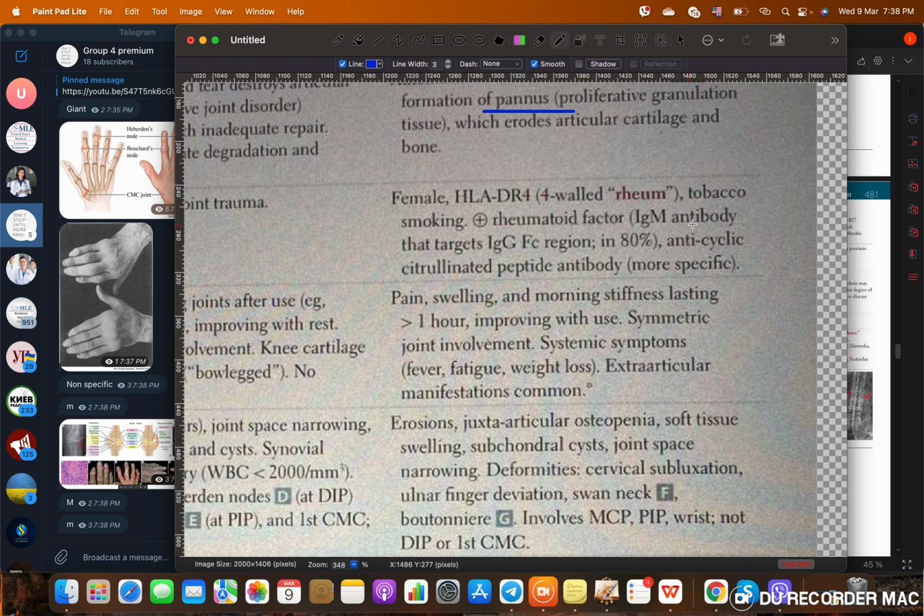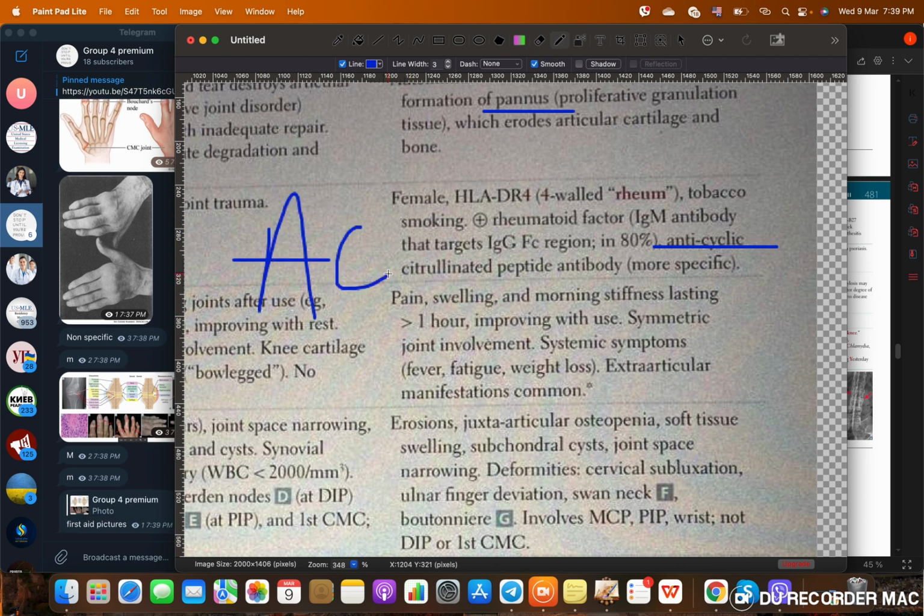So we have an IgM formed against an IgG Fc region. Rheumatoid factor is positive in only 80% of the patients, which means it's not always going to be true. However, there is something called anti-cyclic citrullinated peptide antibody. This one is much more specific.